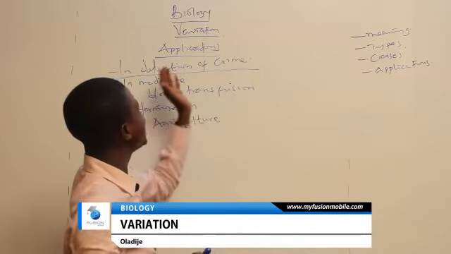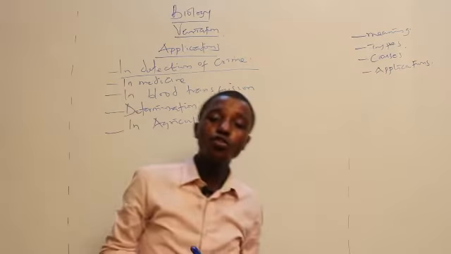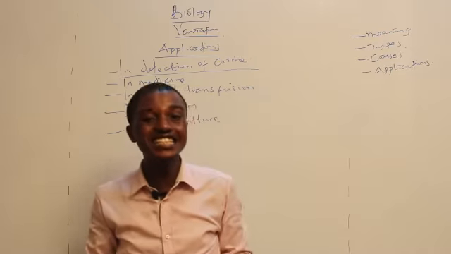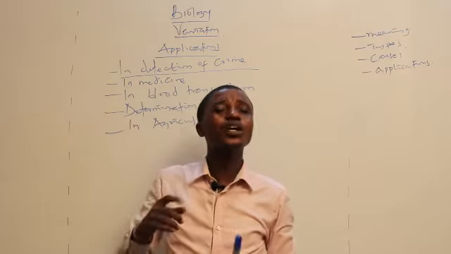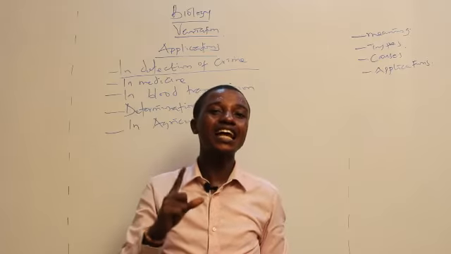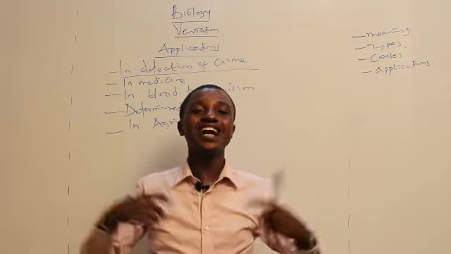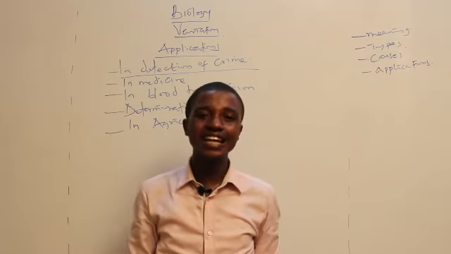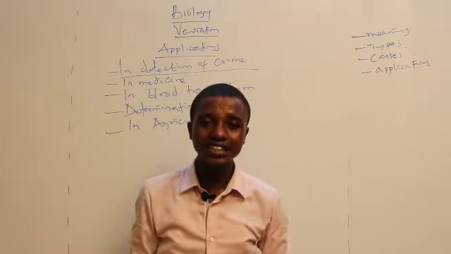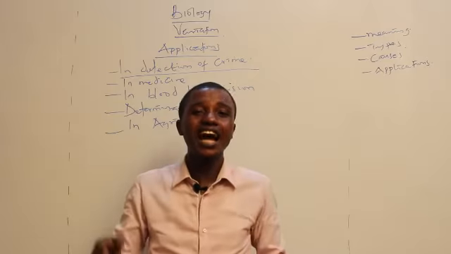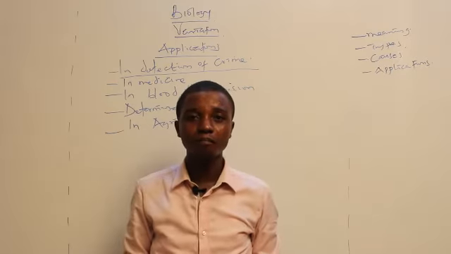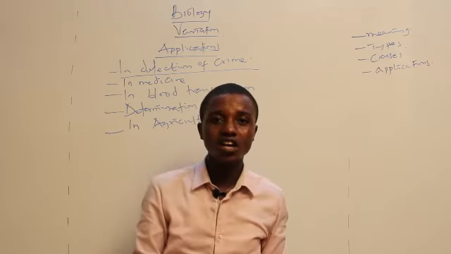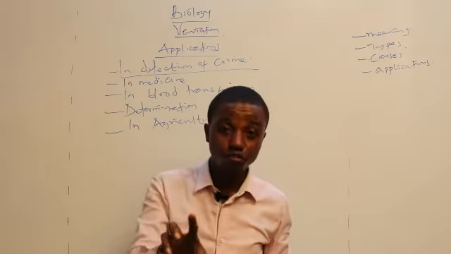And the first one is in detection of crime. You and I know today, in the global world, crime is greatly increasing. As a matter of fact, there is virtually no day that we would not record crime in this world. There is a high number of people being murdered. There are arsonists here and there. There are explosions here and there. There are just a lot of things happening every day. And over the years, the knowledge of variation has helped us in fishing out the perpetrators of these crimes.